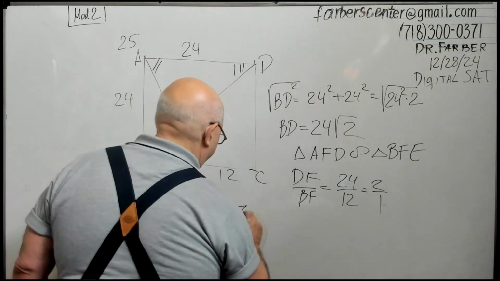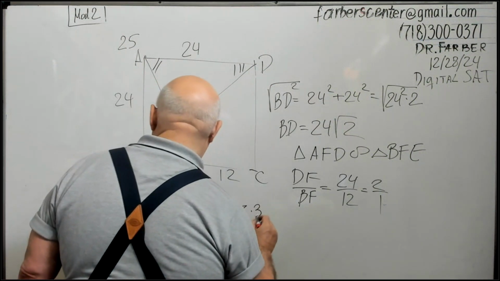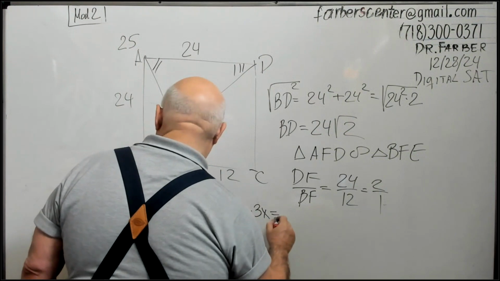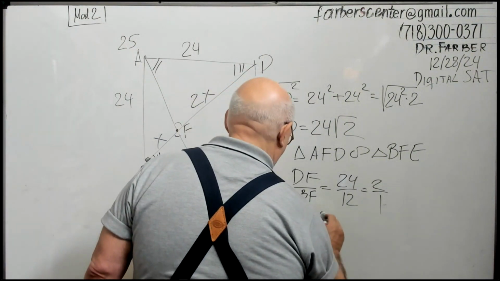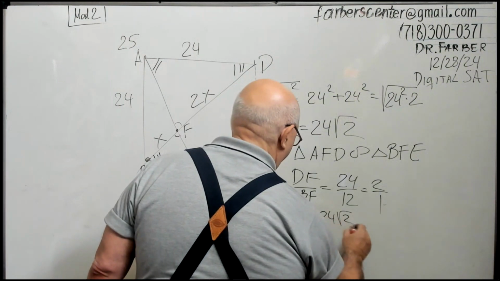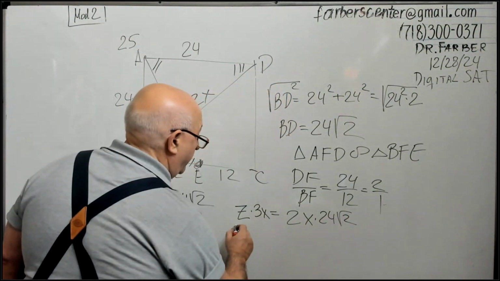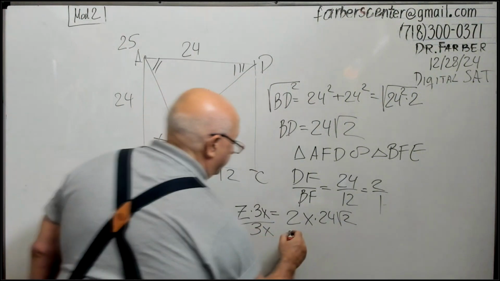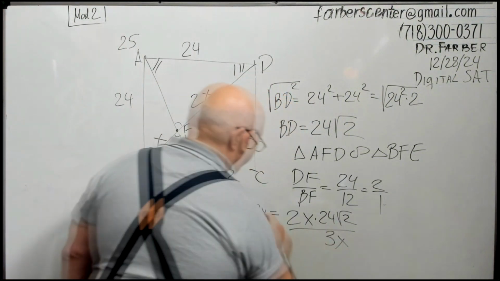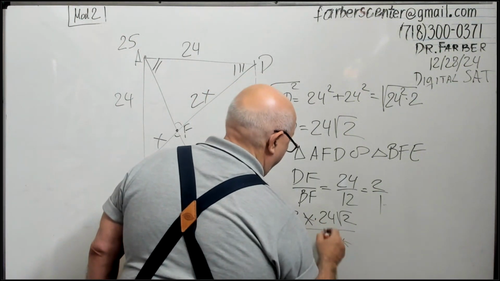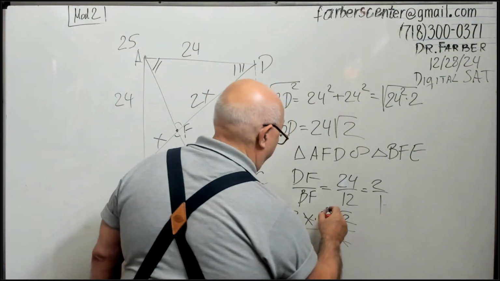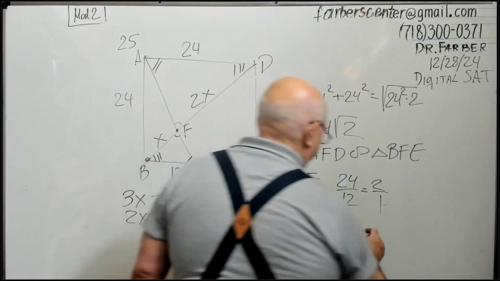So z times 3x equals 2x's times 24 over 2. 22 square root of 2. Divide by 3x's both parts. Cancel x's. 3 goes into 24 8 times. And you get 16 square root of 2.